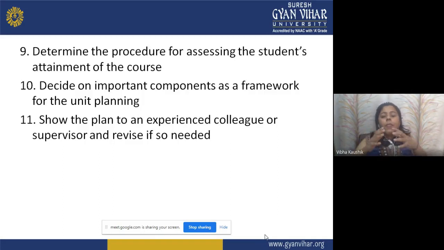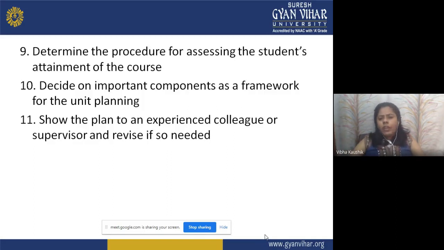Now, what is that? I have planned my instruction, that I will use this instructional planning in my teaching learning process. But I have to show this planning to an experienced colleague. On the basis of his experience, he will give me some suggestions that you can teach in that way. If you give the instructions to the students in this way, then the achievement of the students will be better.